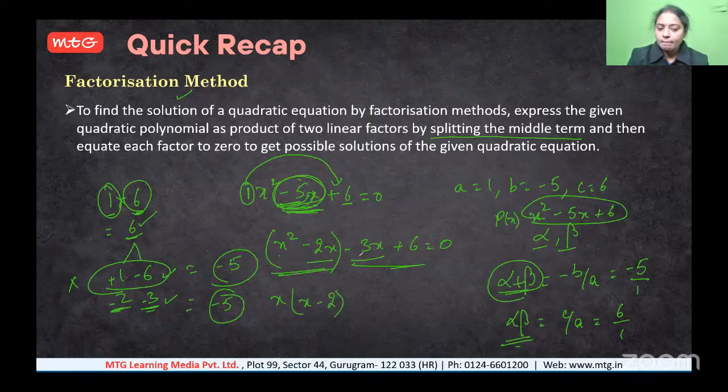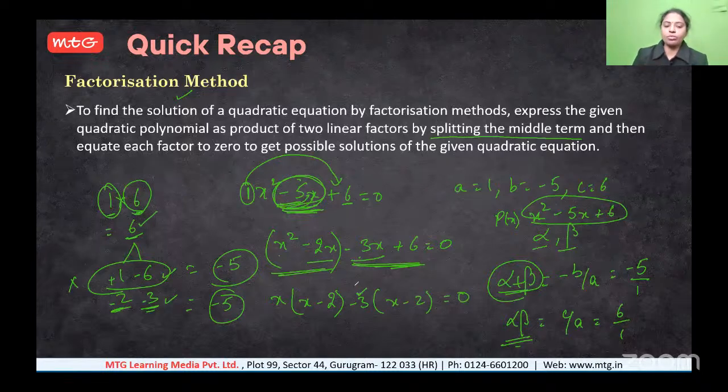उसी तरीके से -3x and +6 इसमें I can take again -3 as a common factor. I will get x minus 2 as the other factor. Now you may ask me, ma'am, why did you take -3? Why can't we take +3? Now let's see what happens if we take +3. That also I'll show you.